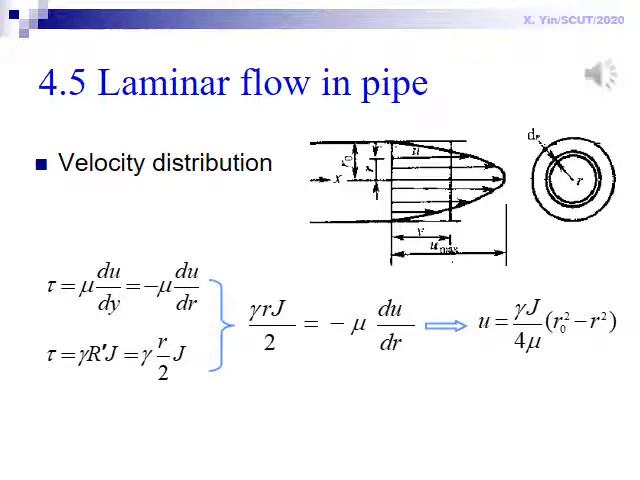Now let's take an insight into laminar flow. Combining these two equations, among them the dependent variable is point velocity u, and the independent variable is radius r, which locates the point. Finally, we have the velocity distribution on the cross-section of laminar flow. It is a parabolic distribution.